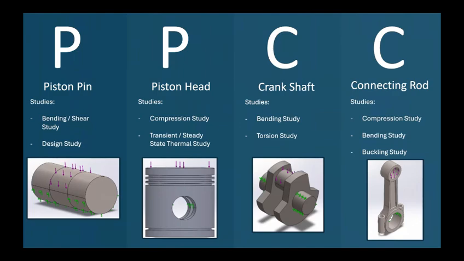All components were loaded using the same peak combustion force of 47,000 newtons based on a 6 megapascal chamber pressure. Acting on a 100 millimeter piston diameter, this allowed us to compare performance consistently across the entire assembly.